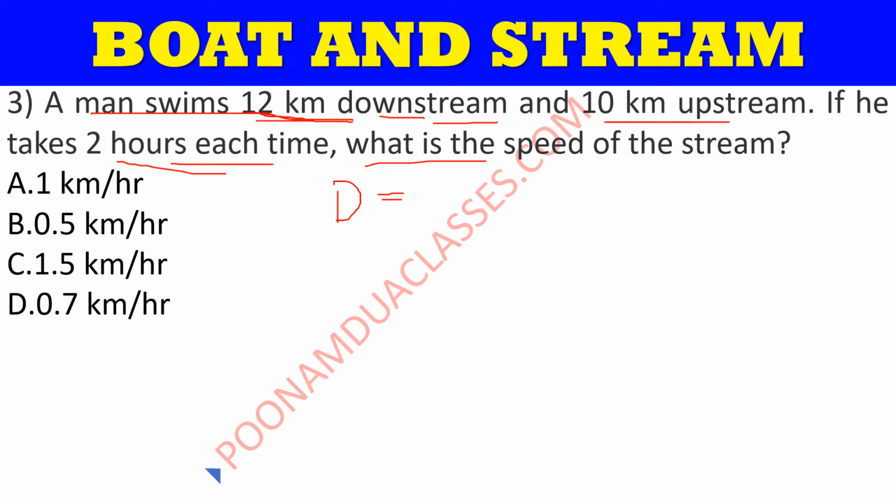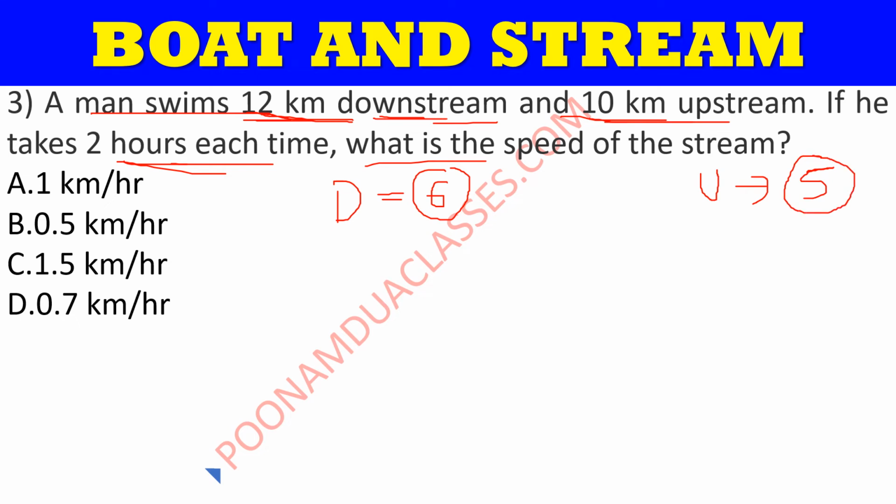स्पीड डाउनस्ट्रीम 12 किलोमीटर थे और 2 आवर्स लगे. डाउनस्ट्रीम की स्पीड विल बी 12 डिवाइडेड बाय 2, दैट विल बी 6 किलोमीटर पर आवर, और अपस्ट्रीम की स्पीड हमारी होगी 10 divided by 2, that is 5 km per hour. This much is clear. 12 km downstream गए थे, 2 घंटे लगे थे, speed will be 6. 10 km upstream गए थे, 2 घंटे लगे थे, speed will be 5.